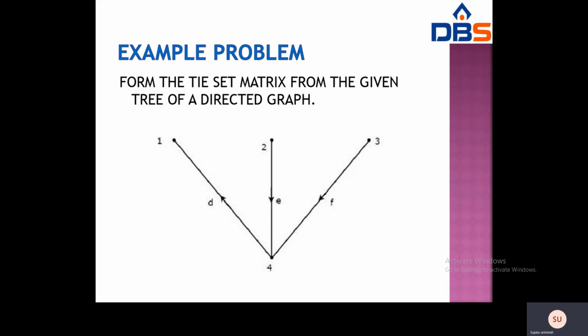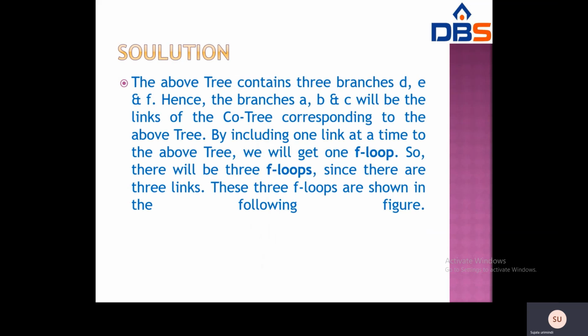So for example, we take this problem: form the tie-set matrix for the given tree of a directed graph. Generally they give the tree, otherwise they give the network. You have to frame the graph and represent the oriented graph, and then take the tree. It touches all nodes, but it does not form a closed path. So 1 to 2 and 2 to 3 will be called links.